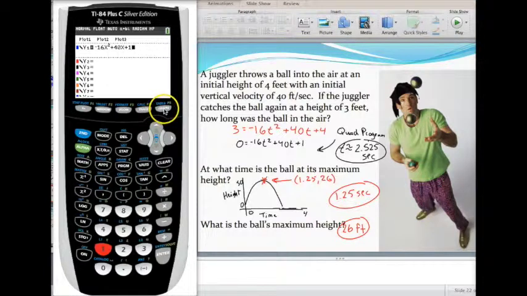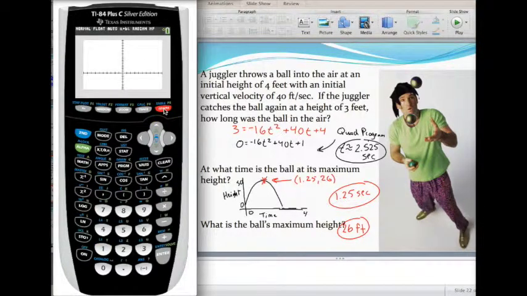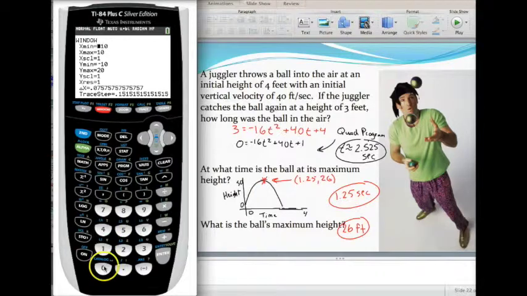If you hit graph, we probably won't see a very good graph depending on what your window is. So let's adjust our window to something that makes a little bit more sense. In this case, x is time. So we can't have negative time, so I'll start from 0. And we already know the maximum time the ball's in the air. It hits the ground at 2.5 seconds. So I don't need a very high maximum value. I'm just going to go to 3 seconds because I know the ball will already have landed by that point.